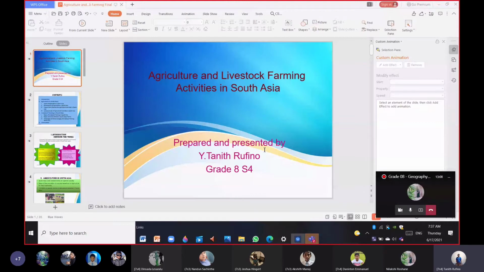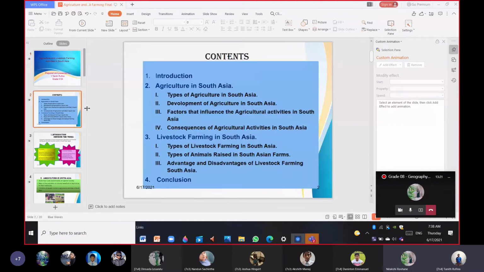So, what is agriculture and what is livestock farming? We are going to discuss some of the basic concepts under it. There are four major parts included in this presentation, namely introduction, agriculture in South Asia, livestock farming in South Asia, and finally the conclusion.